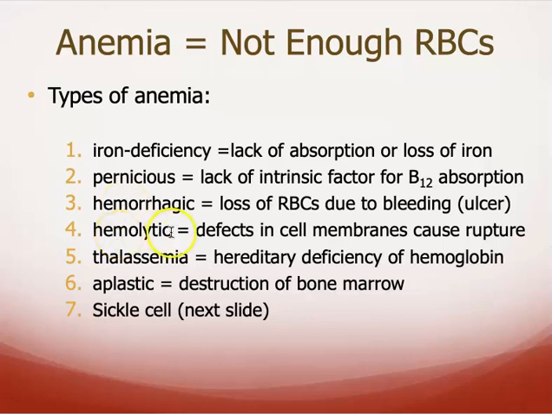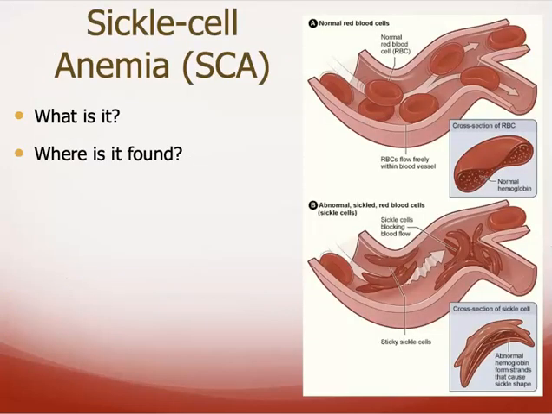It may be because the cells that are being produced are defective in some way, which causes them to rupture. That's called hemolytic. There's thalassemia, which is a hereditary deficiency of hemoglobin. There's aplastic. This is the destruction of bone marrow. So again, that's the site of blood cell formation. So if we destroy it, you can't make as much.